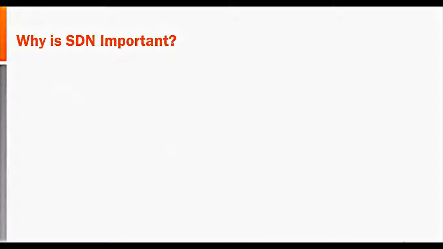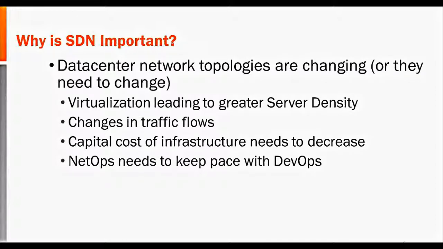So why is SDN important? Well, because data center networking technologies are changing, or they need to change. And they're changing because a vast increase in virtualization in the data center is leading to far greater server density. And when you have greater server density, you have greater traffic density. It's because of changes in traffic flows. It used to be that the majority of traffic flowing to and from a corporation or an organization was north and south. Now most of that traffic is east-west, running between servers, sometimes between VMs within a hypervisor.